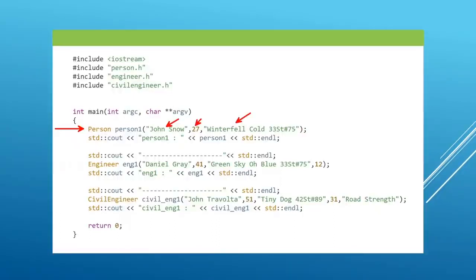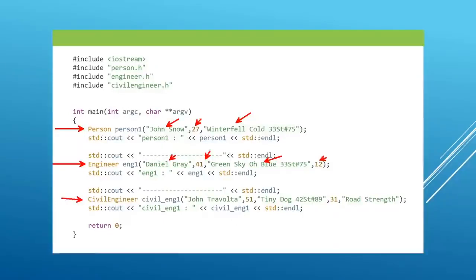We can build an engineer object by passing in this kind of information. We can pass in the name, the age, and the address. But we can also pass in the contract count. I think this is the new member variable we had in our engineer class. But we're not going to stop there. We can also build a civil engineer object, and we can pass in the information. Again, a civil engineer is also a person.